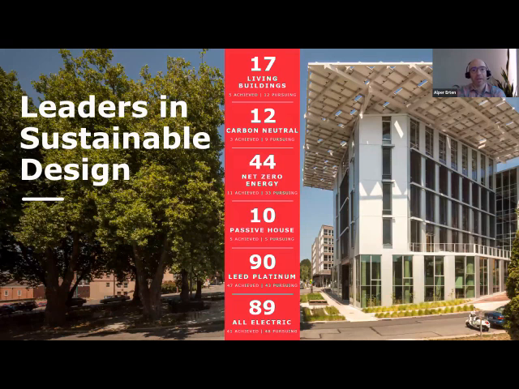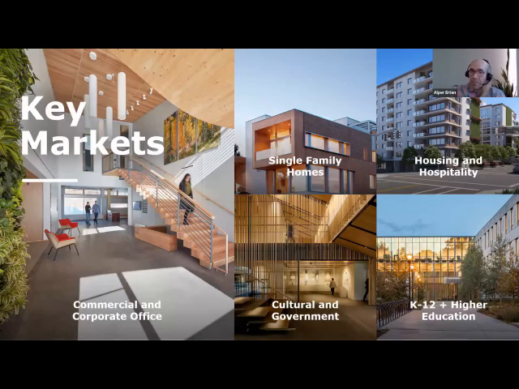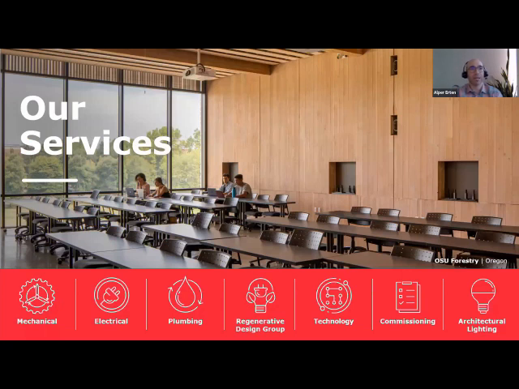In terms of our project experience, we have worked on several Living Building projects. Five of those are built and achieved certification, and we have 12 more pursuing it. We also have 12 carbon neutral projects, 44 net zero energy projects, and various Passive House, LEED Platinum and all electric buildings. The building types we work on range widely, from residential, single family and multifamily, to commercial, cultural, government, as well as higher education. So today's scope will be applicable to all different building types.